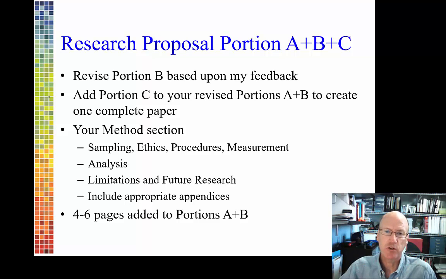Portion C is the method section. Now, this is really the heart of what we've been discussing in this class, and the syllabus, I think, is very clear and the guidelines are very clear. I'm happy to answer any questions you have about this. But you'll be discussing your sampling procedures, ethics, particularly if you're using human participants in your study, and the procedures for collecting your data. So if this is a survey, for example, how are you going to administer your survey? If it's an experiment, how are the participants going to go through your experimental procedure? How are you going to measure your variables?